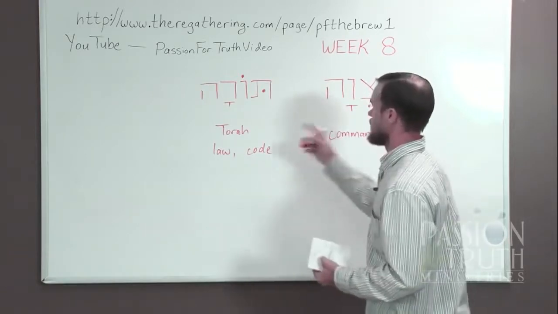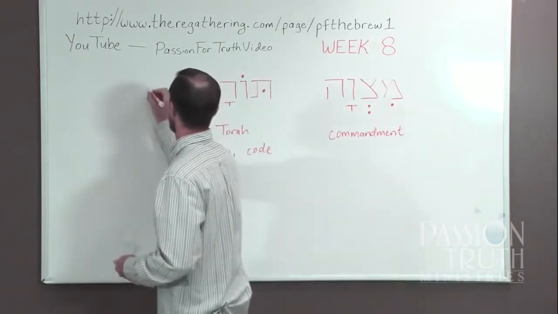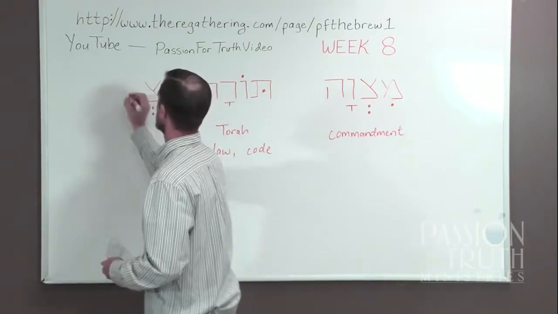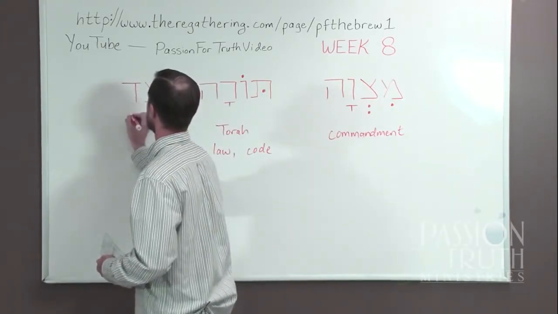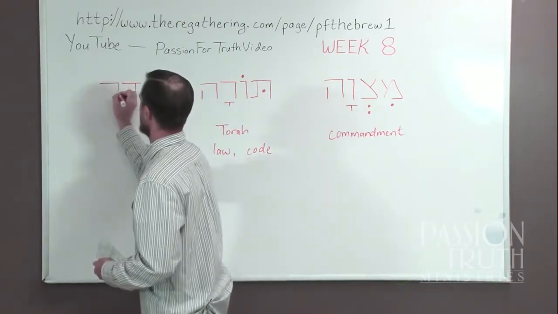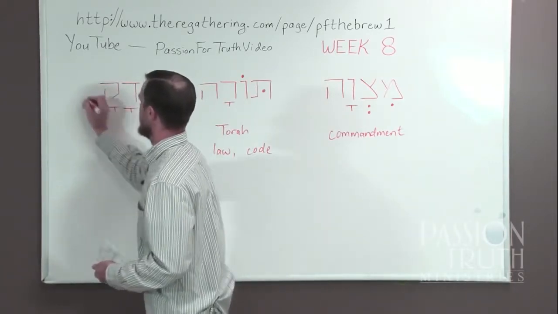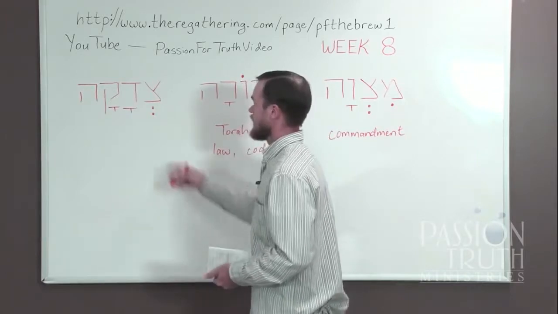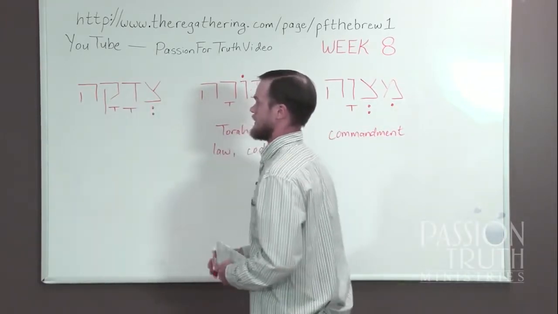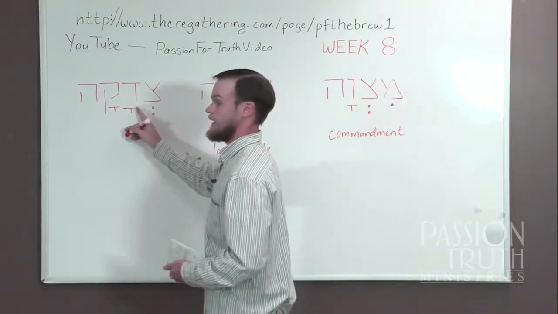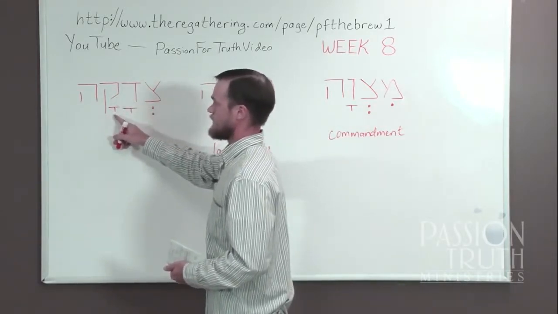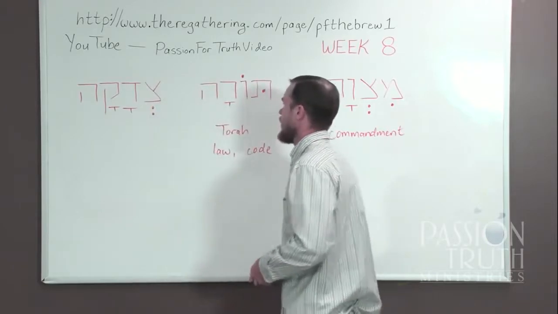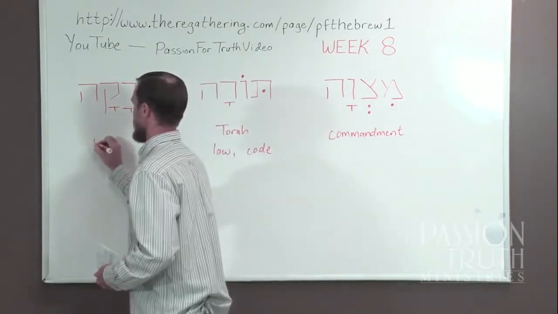Okay, so mitzvah, Torah, and a tzadi with a shva underneath, followed by a dalet with a kamets, a kuf, again with the kamets, and a hey at the end. So we've got the ts of the tzadi, no vowel sound, the d of the dalet, and then ah, so tzda. Kuf is ka, and an ah at the end. So tzedakah, tzedakah. Yes, tzedakah is righteousness.